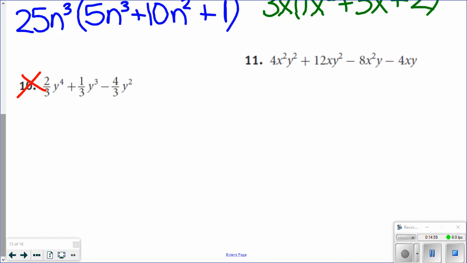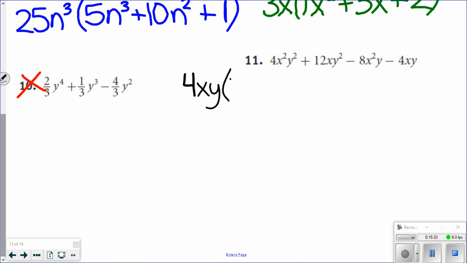All right, question 11. I have a 4, 12, 8, and 4. So 4 is the greatest common factor there. And then do they all have x's? Yes, so 2, 1, 2, 1. So just 1x. Do they all have y's? Yes, 2, 2, 1, 1. So 1. Start my parenthesis.